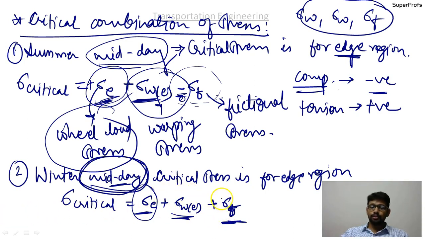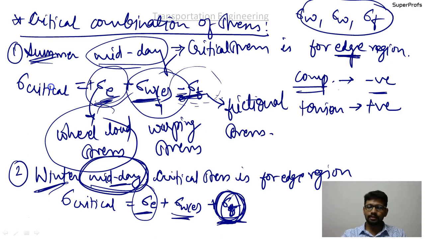The frictional stresses depend on the seasonal variation. Here it was summer, and because of summer it was compressive, and here it is winter, so it is going to be positive. So you have to pay attention to the sign of the frictional stresses. Now we will take a third case, and then you will realize why you need to have the sign for the frictional stresses only.